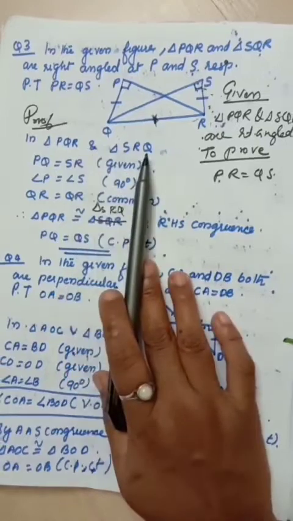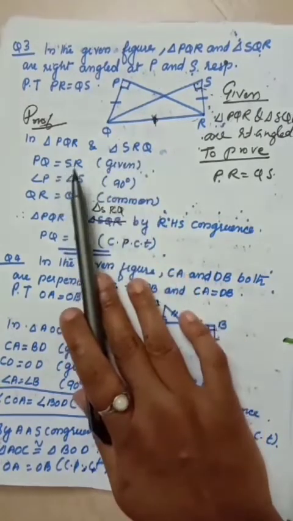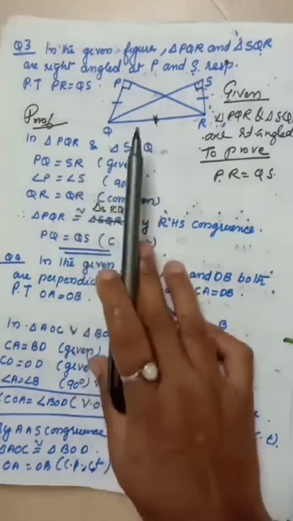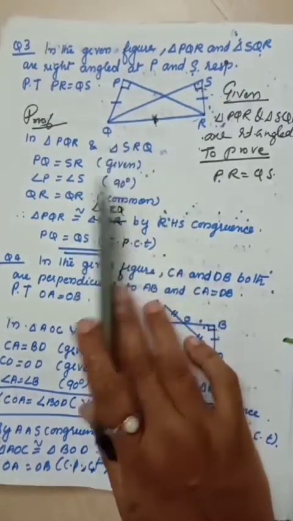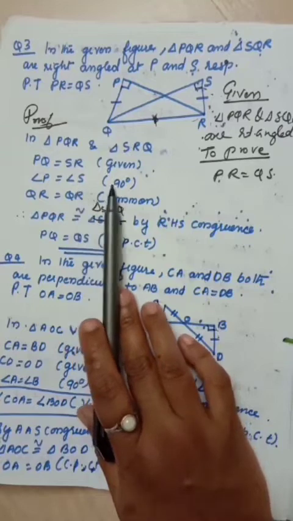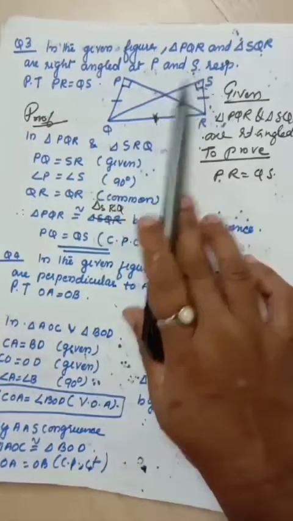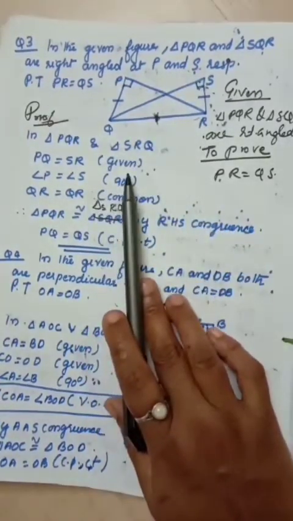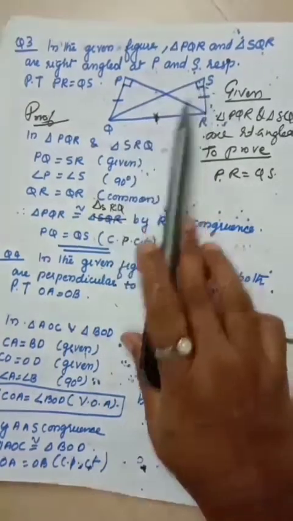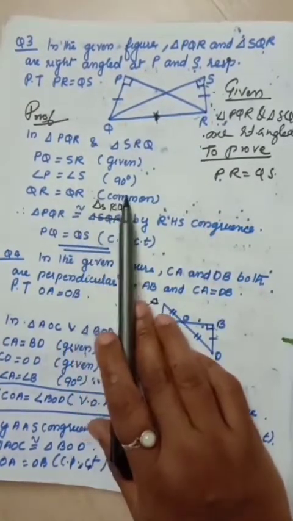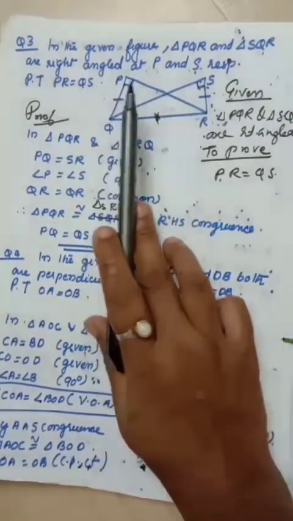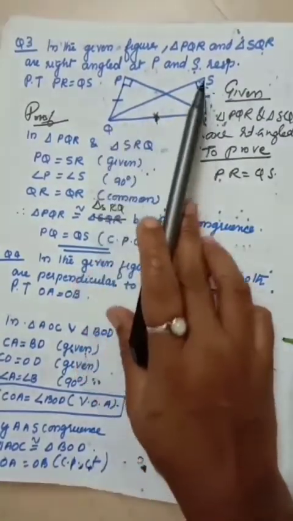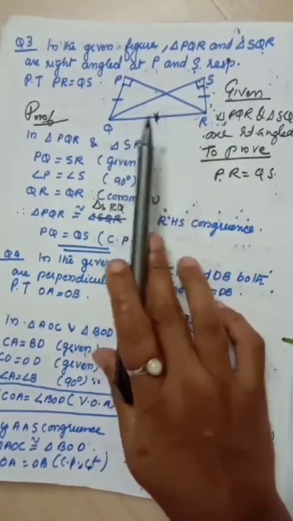Triangle PQR and triangle SRQ. PQ equal to SR, given in the question. This is an equal side. Angle P and angle S are 90 degrees, that is also given. Right angle at P and S, that is also given. Okay, 90 degrees. Next, QR equal to QR, common. See, this triangle and this triangle, this side is common for both the triangles.